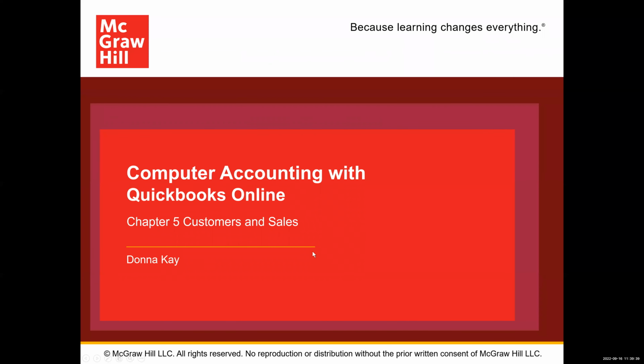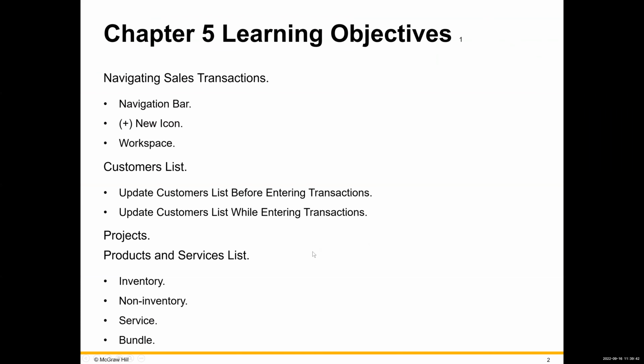Okay, Chapter 5, Customers and Sales. The learning objectives of Chapter 5 are the following. We're going to learn how to navigate sales transactions. We'll be using the navigation bar, the new icon button, and the workspace. We'll be talking about customer lists, where you can update the customers before entering the transactions or on the fly while you are entering the transactions.